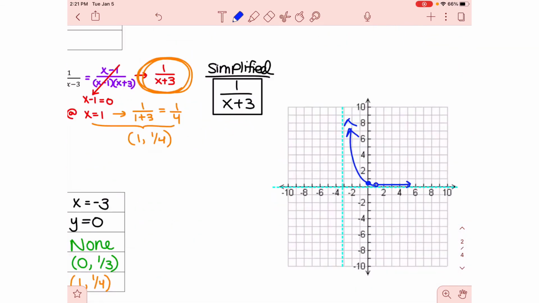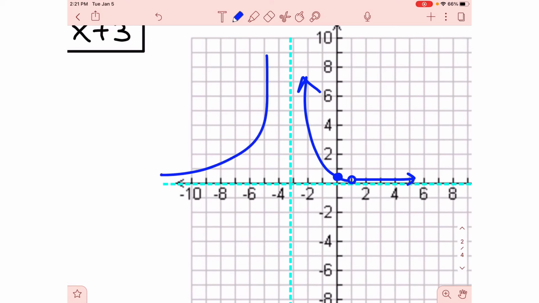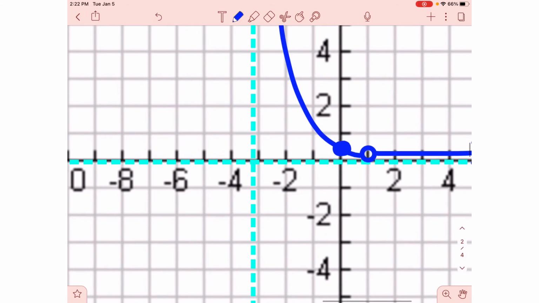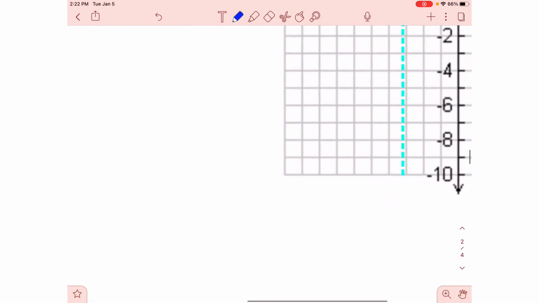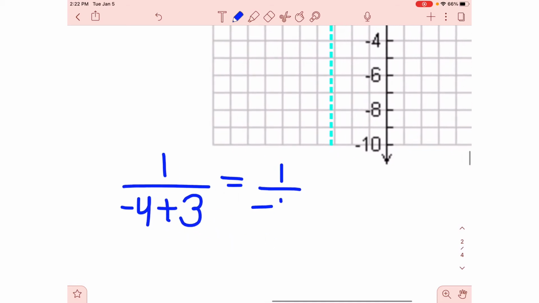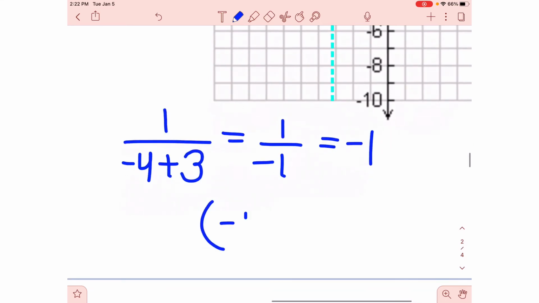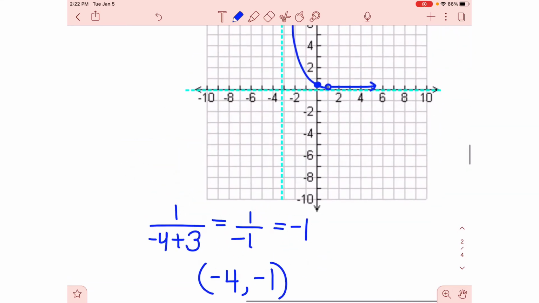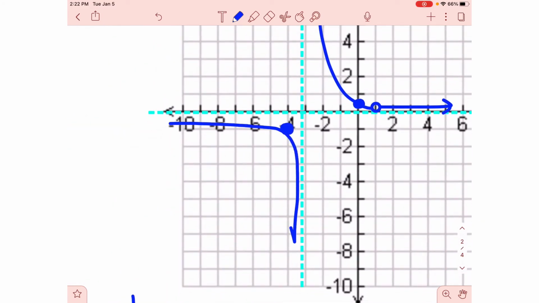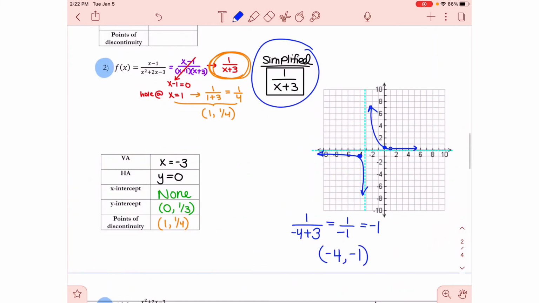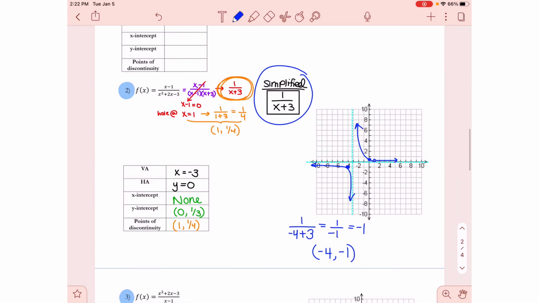So I actually don't know if the rest of the graph is going to be up here or down here. So I do need to plug in a point. My suggestion is always plug in something close to the vertical asymptote. So let's plug in -4. And when we plug in, we're plugging into the simplified. So we're going to have 1 over -4 plus 3, which is 1 over -1, which is -1. So I do have a point at -4, -1, which is right here. So sure enough, the rest of this function is in that bottom corner. Okay, so that is that, and I'm done with this graph.